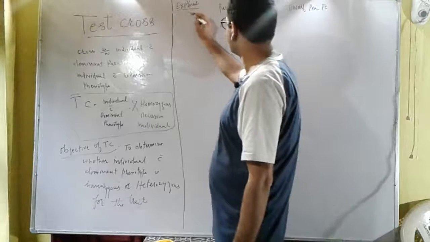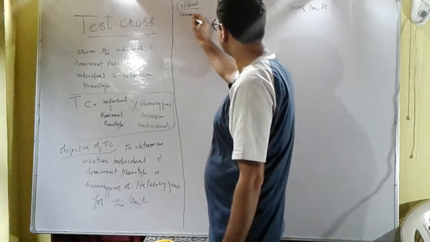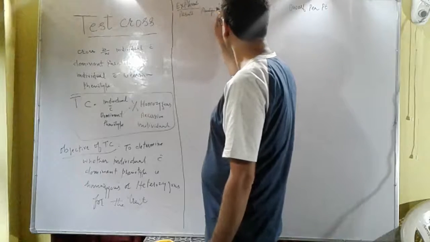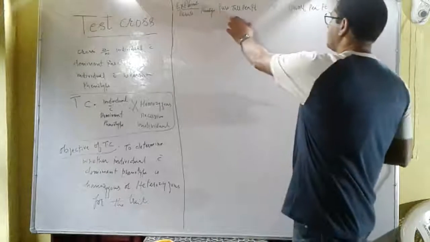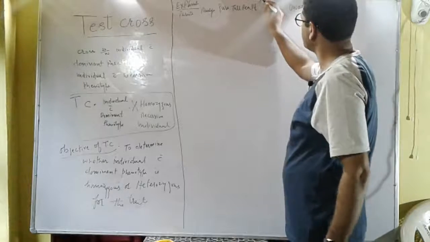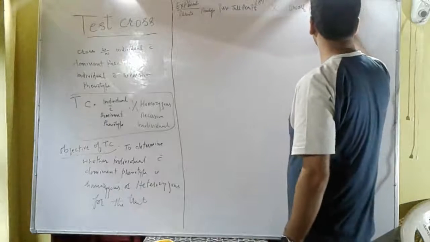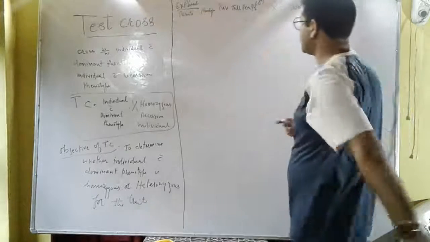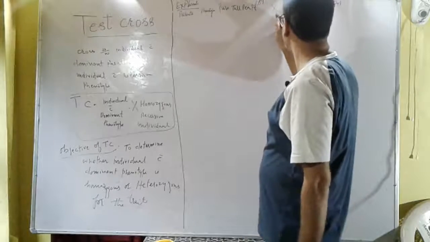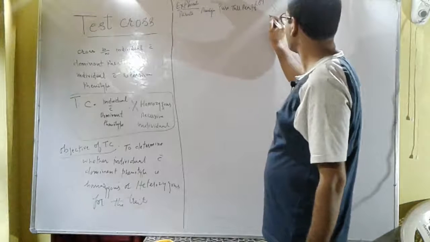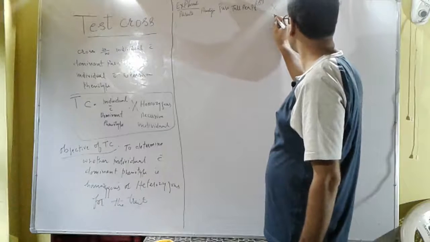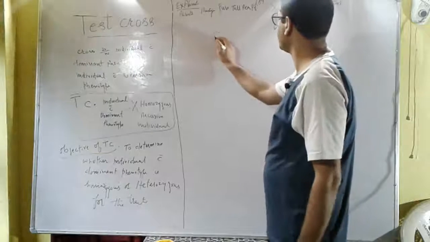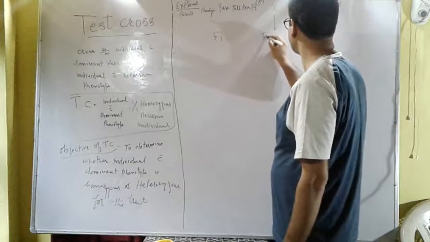So these are the parents. Obviously this is the phenotype. We have the pure tall pea plant. This is male, this is female. We can say the pure tall pea plant is being crossed with dwarf pea plants. And in the F1 generation, what did he obtain? In the F1 generation, he obtained tall pea plants.